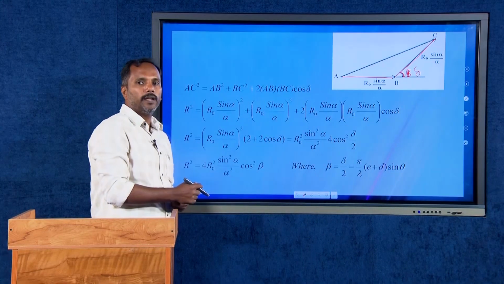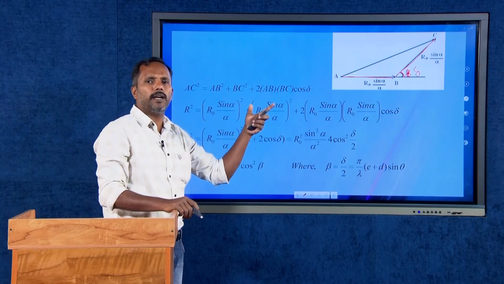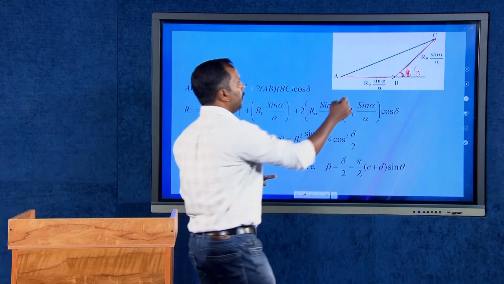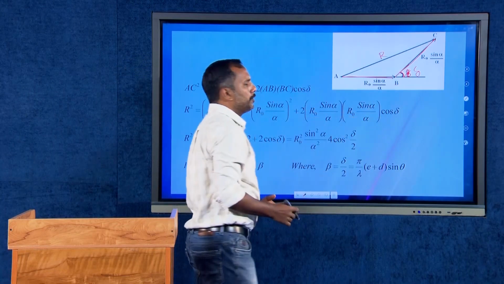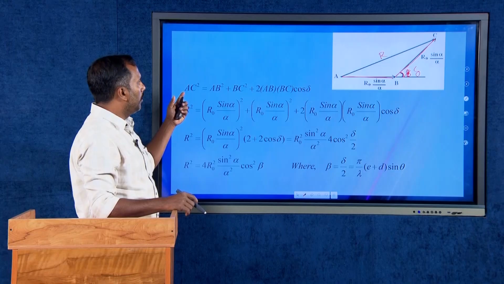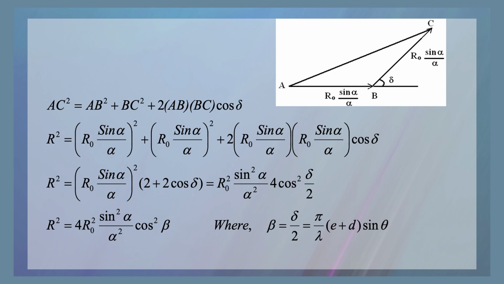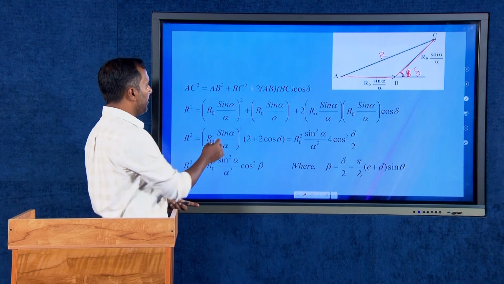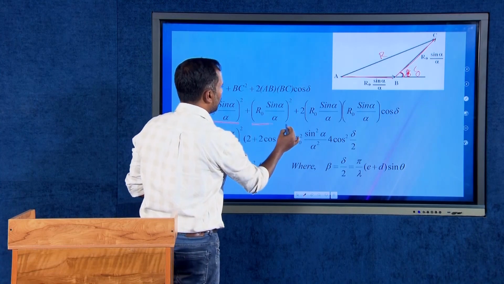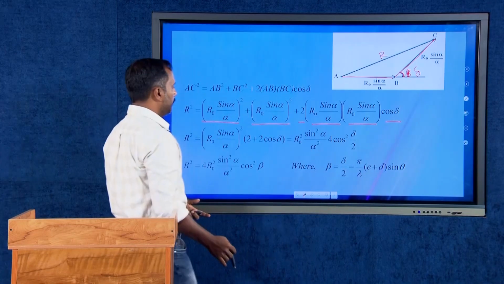Delta is the phase difference between the two. Here we can use a simple vector addition method, and then we will get the resultant amplitude R by vector addition. The formula is that the resultant amplitude is equal to a square plus b square plus 2ab cos delta. So, substituting the values: the square of the first vector, the square of the second vector, and 2 into the first vector into the second vector into cos delta.